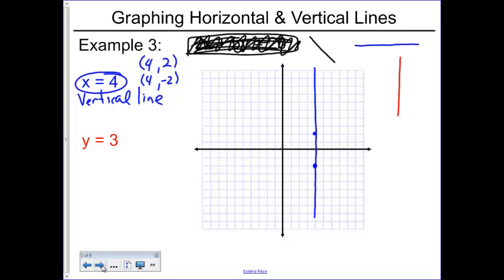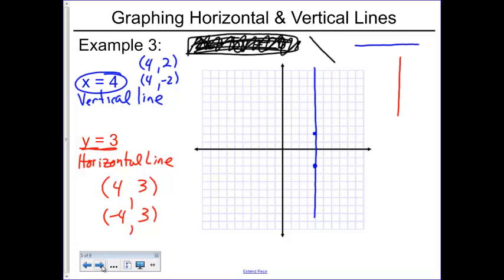Looking at the second equation, y equals 3, anytime you have just a y equals a number by itself, we're looking at a horizontal line. And what that's telling us is no matter how many points I decide to graph, my y value of my coordinates has to be a 3. So you can pick any number you want for x. Let's say I pick a 4 and a -4.